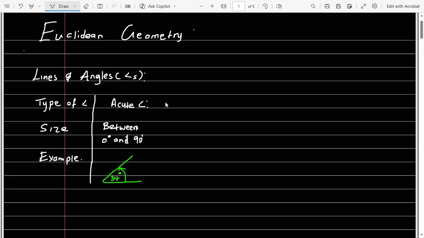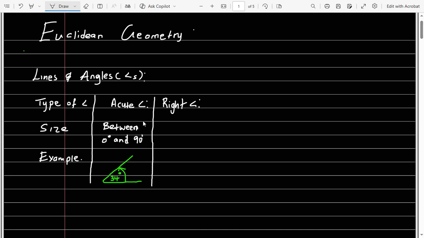The other type of angle that you need to understand is what we call the right angle. I think you already know which one is the right angle. The right angle is not between, it's just equal to 90 degrees. I'm very sorry.